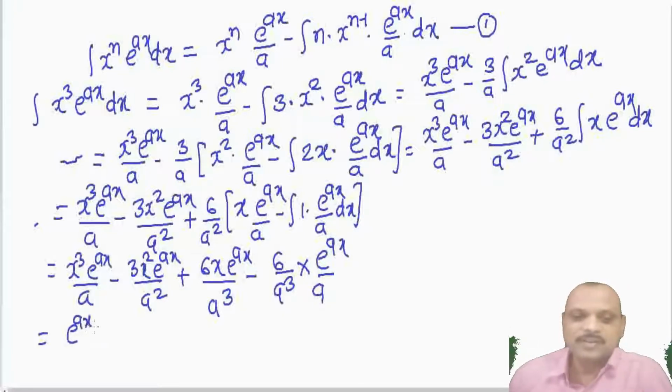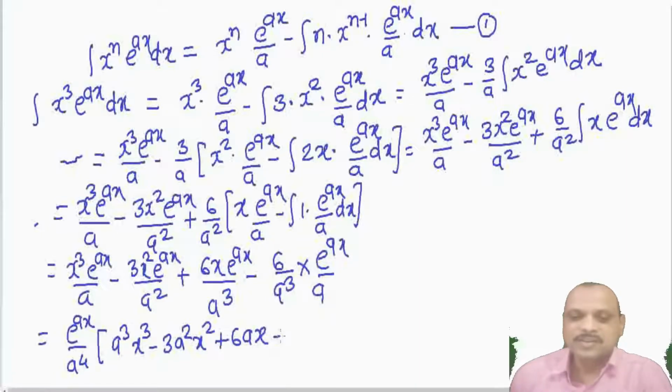We can simplify this. We can take e raised to ax common and a raised to 4 as the LCM. Then we get a cube x cube minus 3 a square x square plus 6 a x minus 6. This is the answer of this problem.